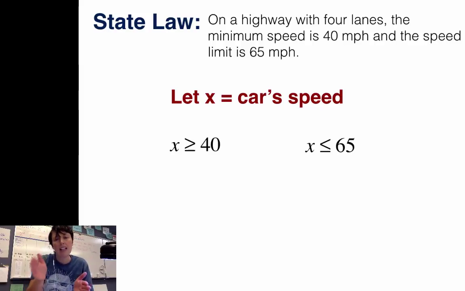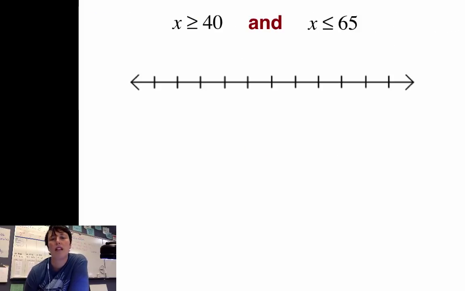And you can drive exactly the speed limit. You can go equal to 65, you can go equal to 40. People might honk at you and get mad at you for going slow, but you can. Or you can go anywhere in between there. So this is an and problem. This is totally an and problem. And how do I know that? Well, I'm going to put it on a number line and it's going to make way more sense.